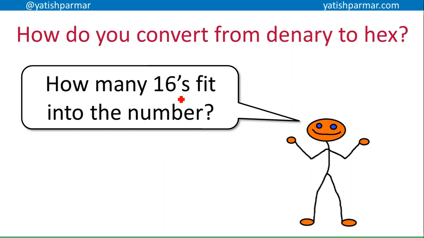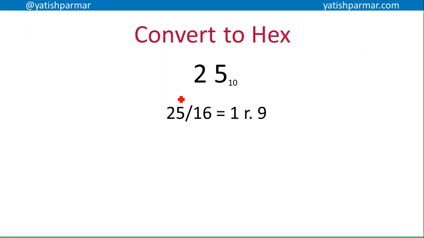Now, how do you go in the other direction? How do we convert from our normal everyday denary to hexadecimal? It's the opposite. In this case we want to work out how many 16s fit into the number, so instead of multiplying, we're going to divide. If I want to convert 25 to hexadecimal, 25 divided by 16 is 1, with a remainder of 9. So my left-hand digit is going to be 1, and my right-hand digit is 9. You can confirm that by converting back in the other direction: 1 times 16 plus 9 gives you 25.